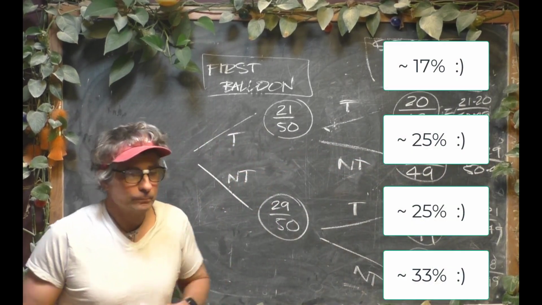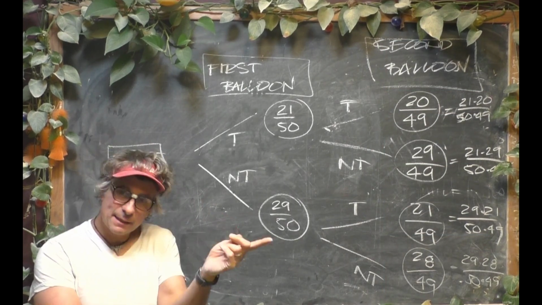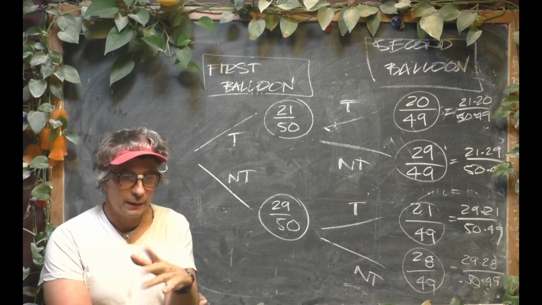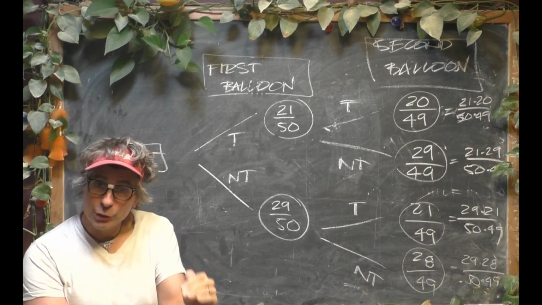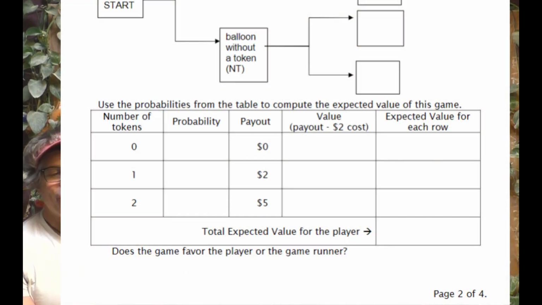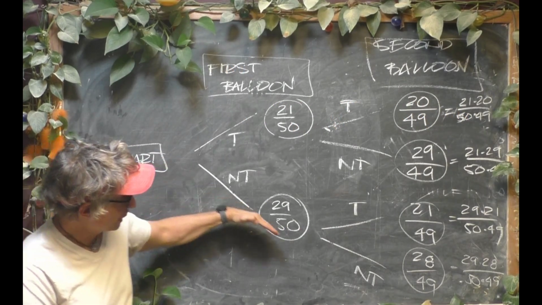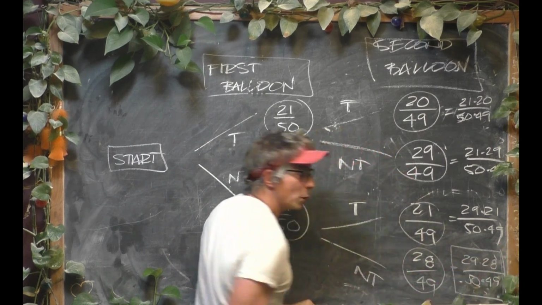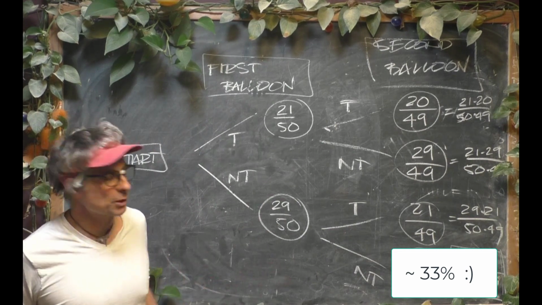Okay. Now, to help you fill out this chart a little bit, I'm going to send this video to you so you can work on it quicker. It's got the number of tokens 0, 1, 2. You have to fill in the probabilities for each of those 3 things. Now, the 0 tokens one is right here. No token, no token. This right here is the chance of no tokens at all. That's the chance you don't get any prizes whatsoever.